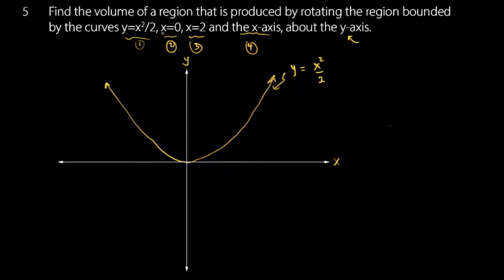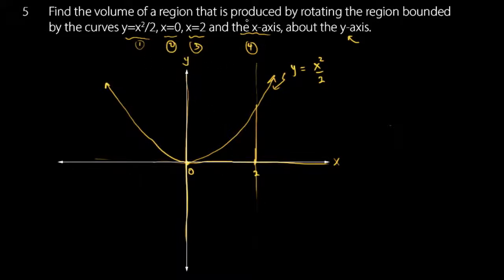Now it is also bounded by x equals 0. So this is the point 0 here. x equals 0 is actually the line that we have here. Then x equals 2. Let's assume this is the point 2 here. So x equals 2 is the line here, and then the whole thing just goes down and down like that. And then the x-axis, and the whole thing goes like this.